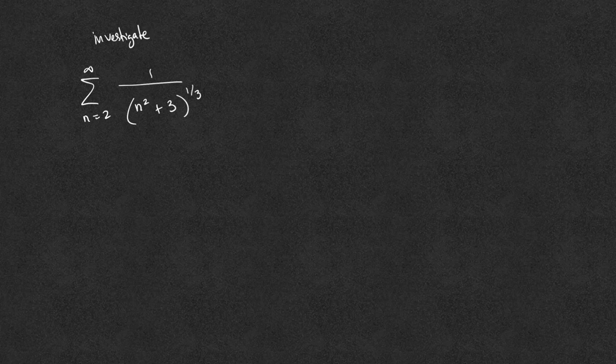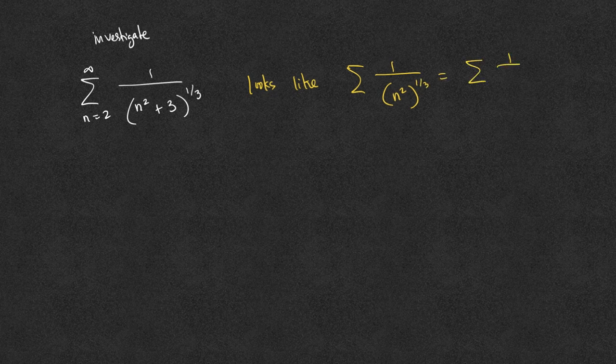Investigate the series, n goes from 2 to infinity, of 1 over the cube root of n squared plus 3. Observe that this series looks like, when we use the term looks like, we only look at the leading terms. It looks like the series 1 over n squared to the 1/3, which is 1 over n to the 2/3 power. This is a p-series with p equal to 2/3, which is less than 1. So we know that the series diverges.